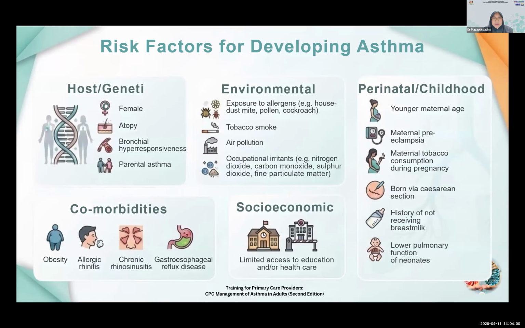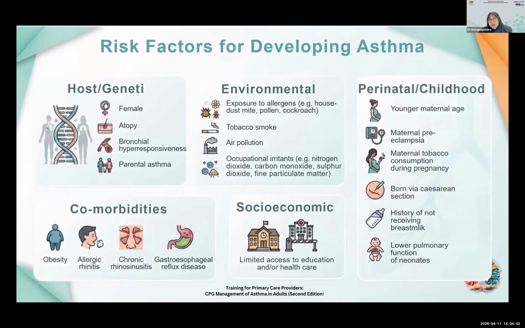And then for the environmental factors, exposure to allergens like house dust mites, pollen, cockroaches, and then tobacco smoke. If the environment is not clean, you can be about 4 times more likely to develop asthma. Same thing with air pollution. So what are the irritants? Some patients have to deal with occupational irritants, those involving nitrogen dioxide, carbon monoxide, and in some factories sulfur dioxide, and also some particulate matter. So these are caused by environmental risk factors.